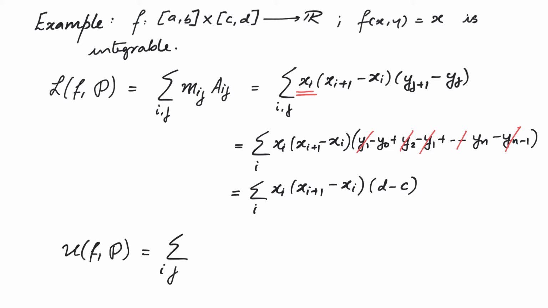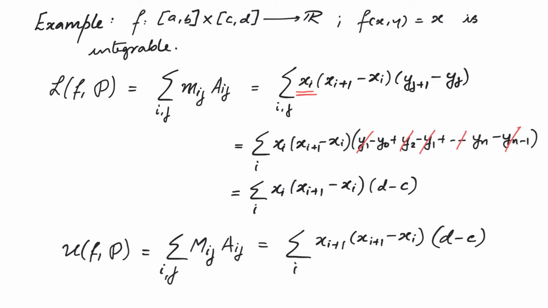Similarly, U(f,P) is the summation of capital M_ij into A_ij. And as before, we can simplify this as summation over i of x_(i+1) into (x_(i+1) minus x_i) into (d minus c).